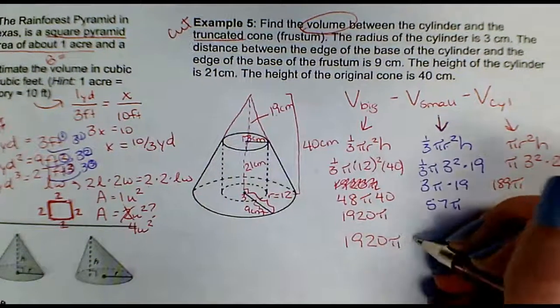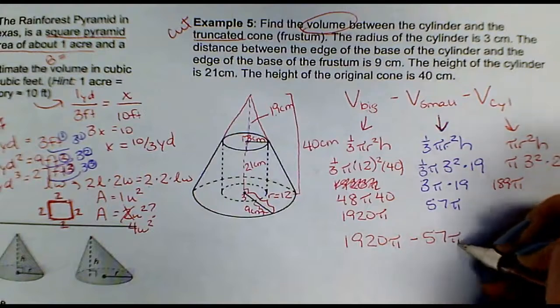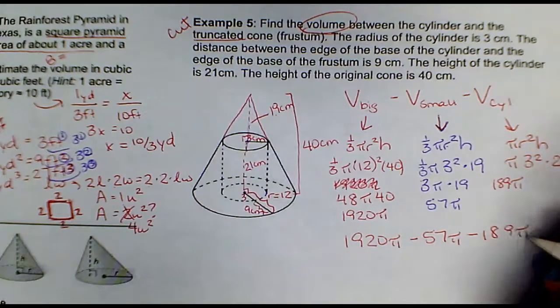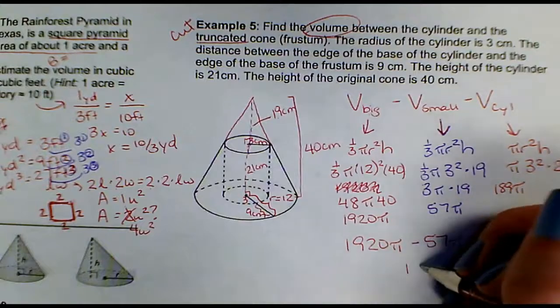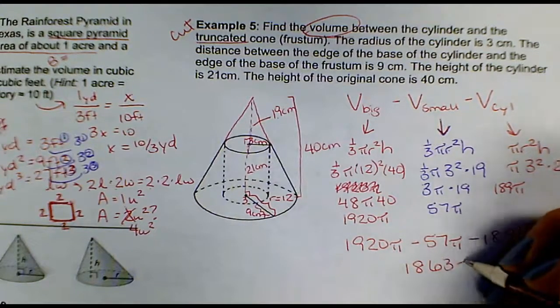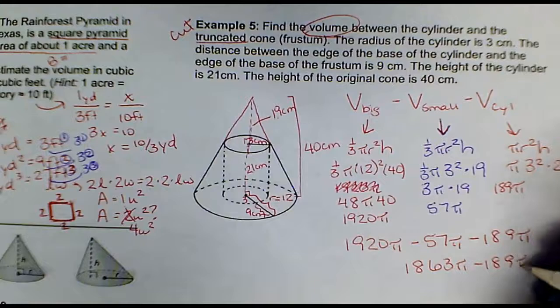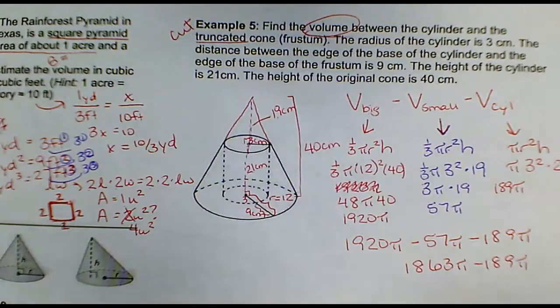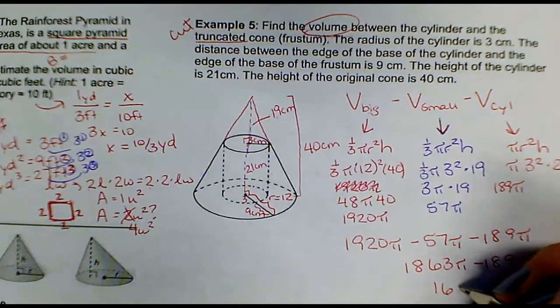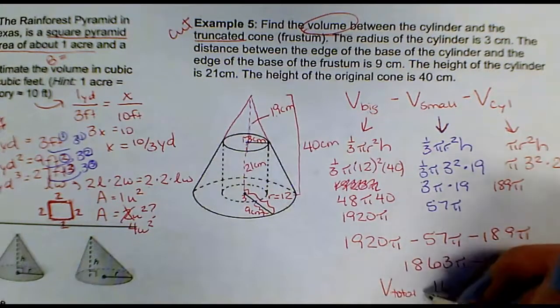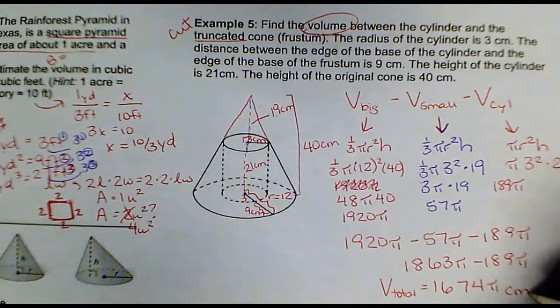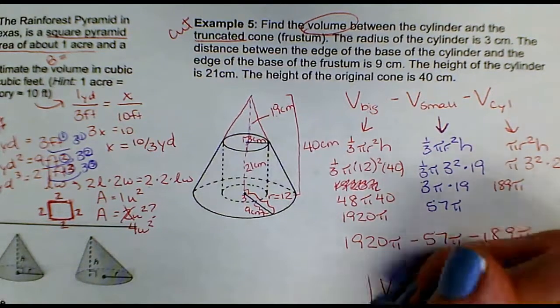So I need to take 1,920 pi. I need to subtract 57 pi. And then I need to subtract 189 pi. So when I do that, 1,920 pi minus 57 pi is 1,863 pi, and I still need to subtract 189 pi. And when I do that, I get 1,674 pi. This is my total volume of the frustum, and it's measured in centimeters, but because it's volume, this is centimeters cubed.